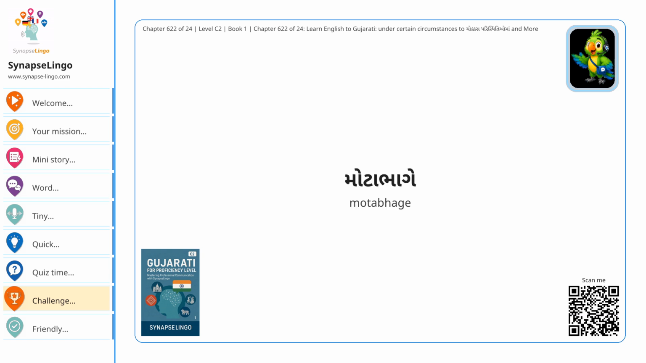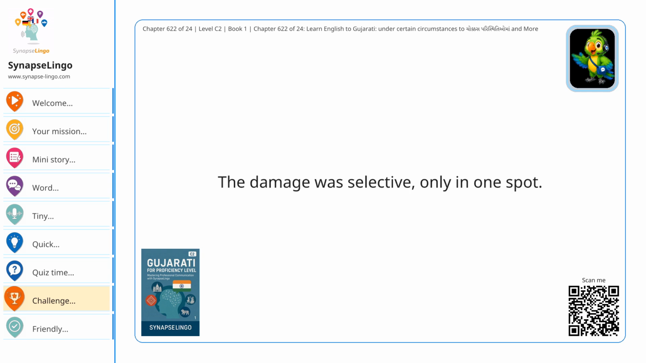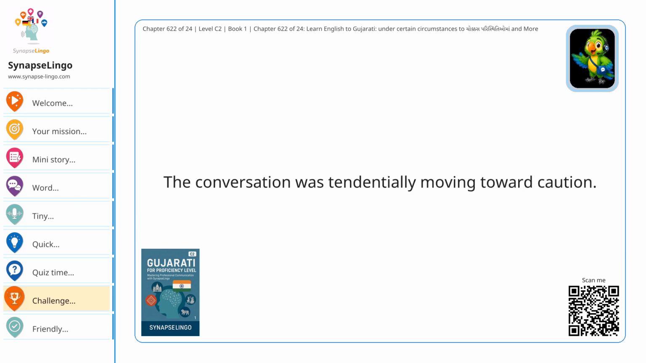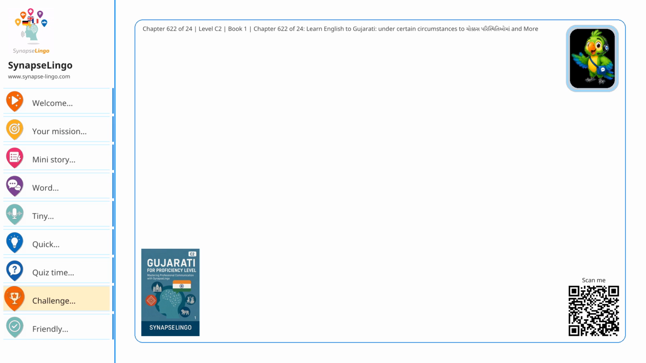The market was mostly quiet. Keyword. મોટા ભાગે. We only have partial information. Keyword. આંશિક. The machine arrived in parts. Keyword. ભાગોમાં. The damage was selective, only in one spot. Keyword. ચોક્કસ સમયે થતું. The conversation was tendentially moving toward caution. Keyword. તાત્વિક રીતે.